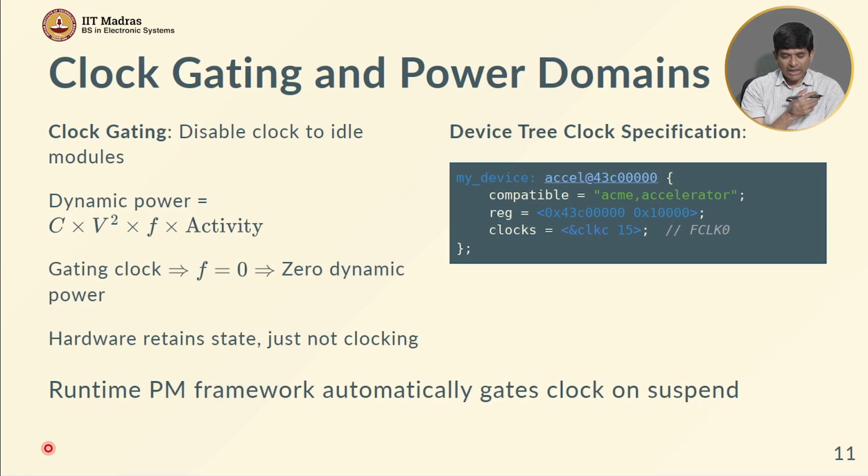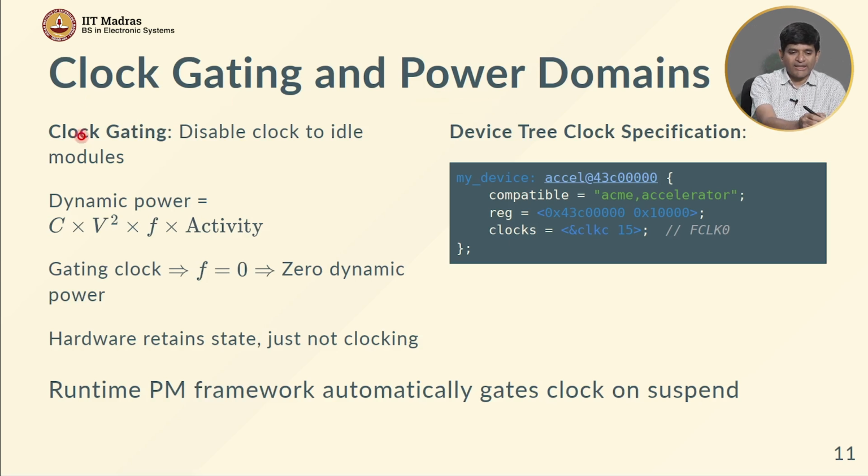Now, how exactly do we get savings, right? It's fine to say that yes, the driver now has information that it can use, but how can it actually save power? And there are basically two things that come into play. One of them is called clock gating and the other is power gating, power domains, right?